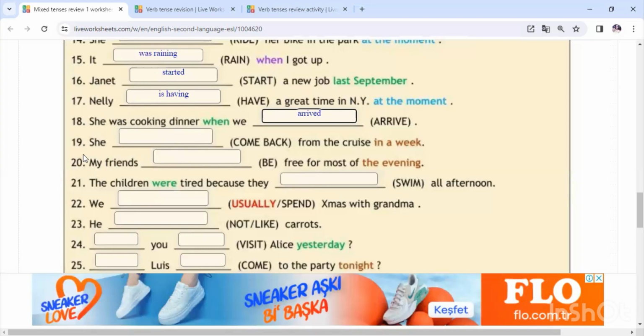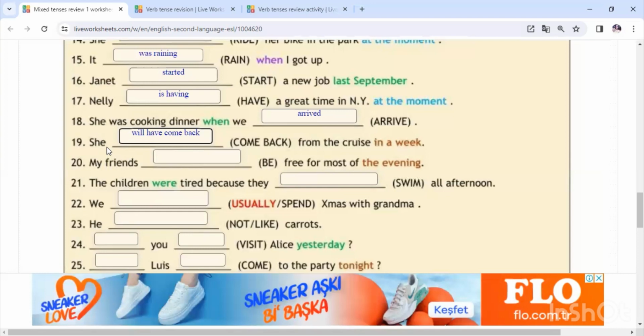Number 19. Nil, it's your turn. Hocam, in a week hangi zaman? Future mu? Bir hafta içinde. We are coming back, olabilir mi? Maybe we can say future perfect. Bir hafta içinde gemi seyahatimizden dönmüş olacağız. We will have come back. I mean future perfect. Yani bitirmiş olacağız, dönmüş olacağız. Yes.